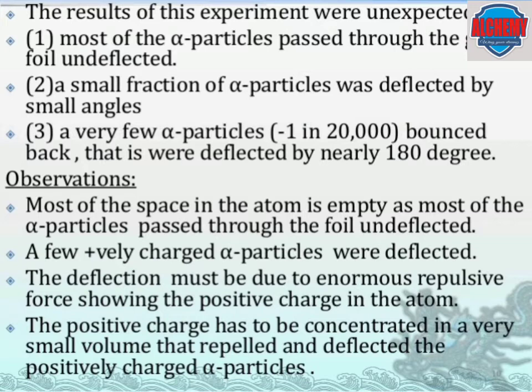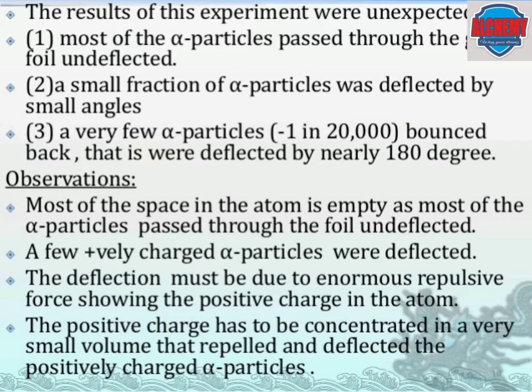The observations of this experiment are: most of the space in the atom is empty as most of the alpha particles pass through the gold foil undeflected. A few positively charged alpha particles were deflected. This deflection must be due to enormous repulsive force of the positive charge in the atom. The positive charge has to be concentrated in a very small volume that repelled and deflected the positively charged alpha particles.